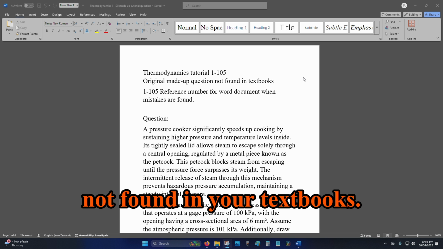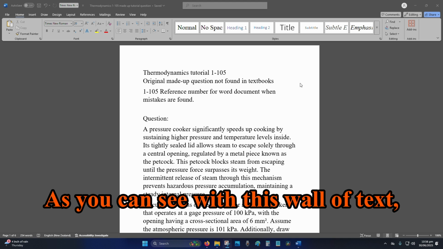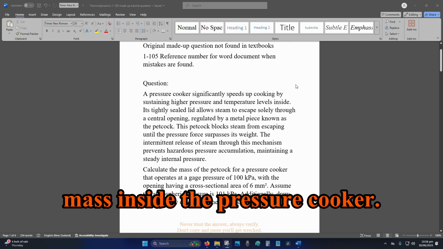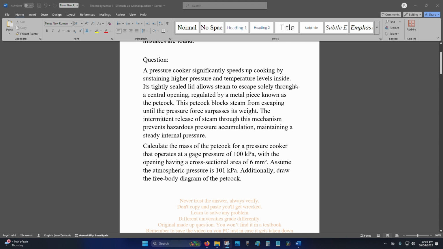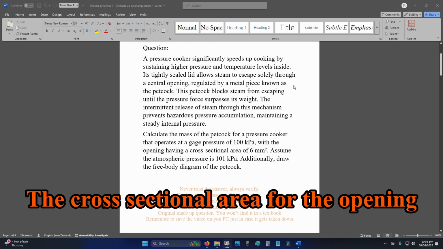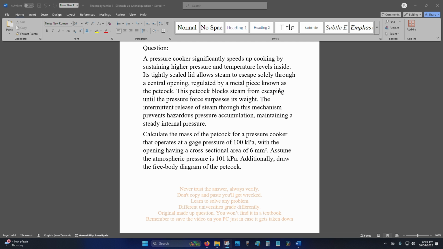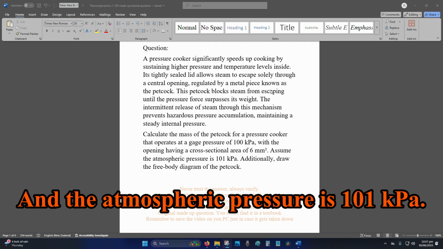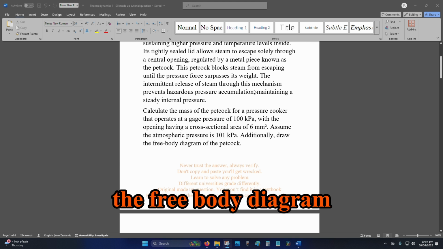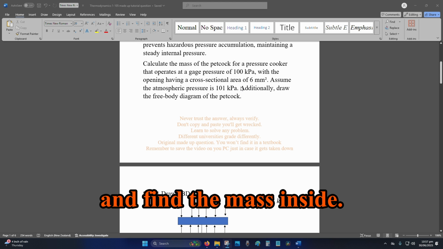This is a made-up question not found in your textbooks. As you can see with this wall of text, we're trying to find the mass inside the pressure cooker. So inside the pressure cooker, it's 100 kPa. The cross-sectional area for the opening is 6 millimeters squared. So that's the pressure release. And the atmospheric pressure is 101 kPa. They want us to draw the free body diagram and find the mass inside.